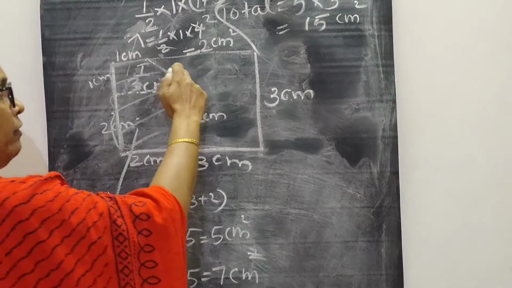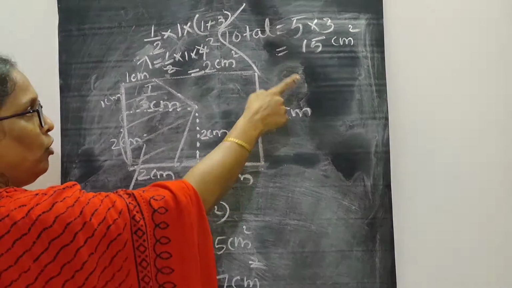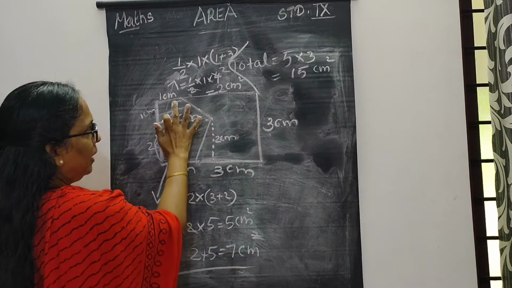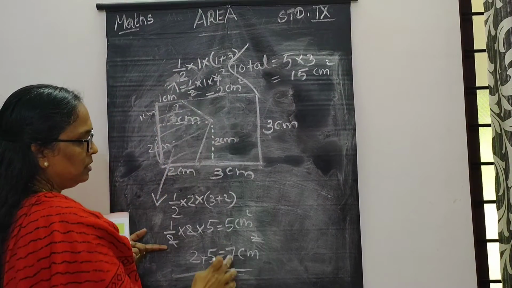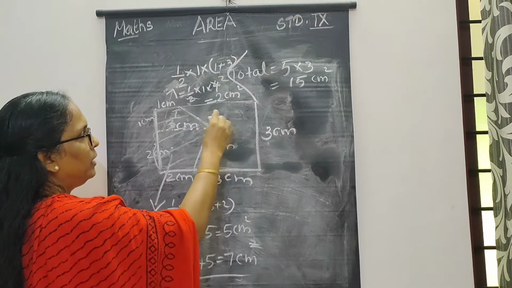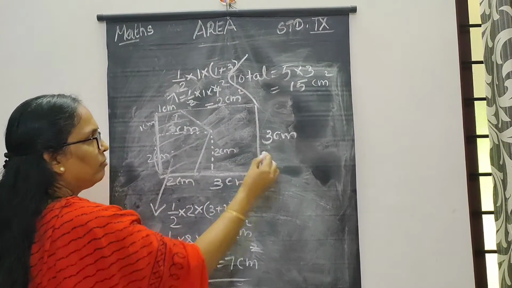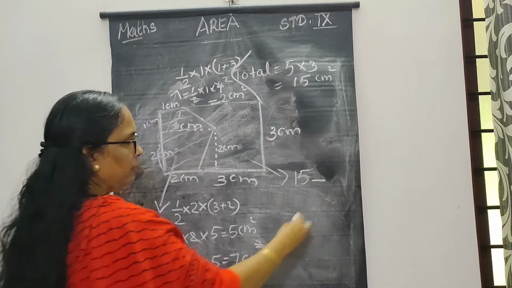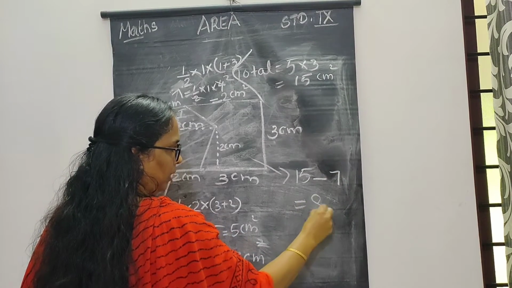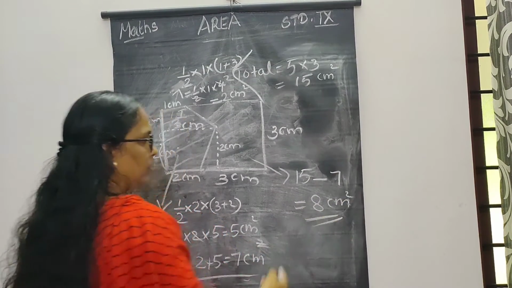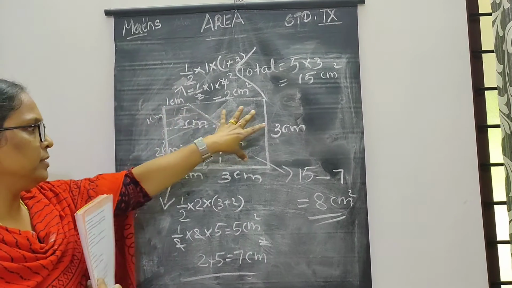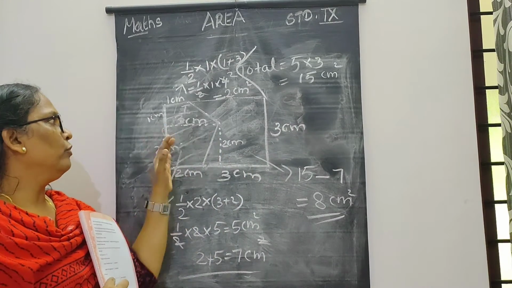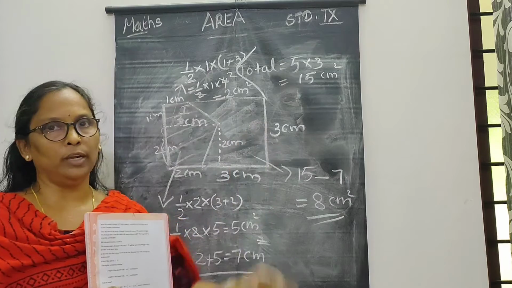Then, what will be the area here? We know the total area of this rectangle is 15 centimeters square, and the area of this part is 7 centimeters square. So what is the area here? Yes, total area 15 minus 7 equals 8 centimeters square. So the left side is 7 centimeters square, the right side is 8, and the total is 15 centimeters square. That is the method of finding the area of these two parts. This is the first part of the question.